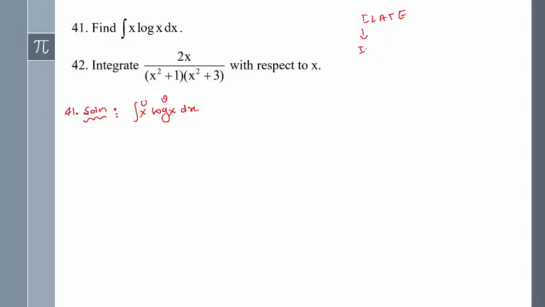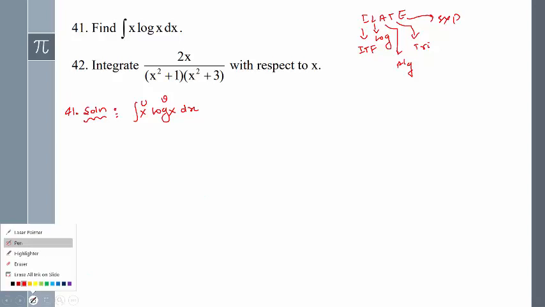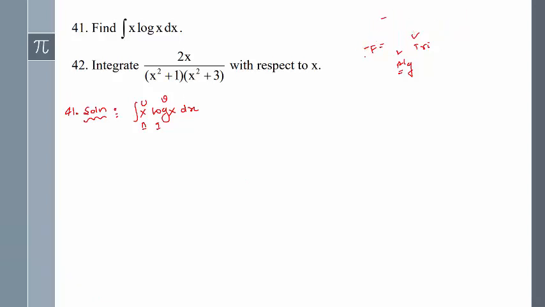I means inverse trigonometric function, L means log function, A means algebraic function, T means trigonometric function, E means exponential function. This you have to remember. So you can just see x is algebraic, L is log. So log comes first, algebraic comes next. So first function is log and second function is algebraic. So with that you can just simplify this particular problem.